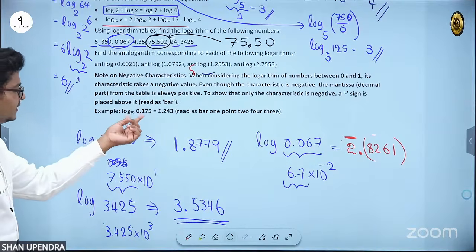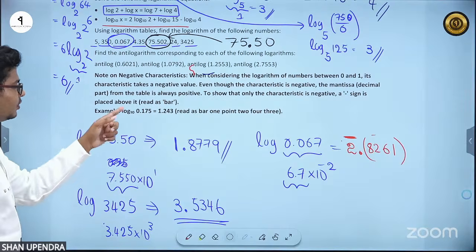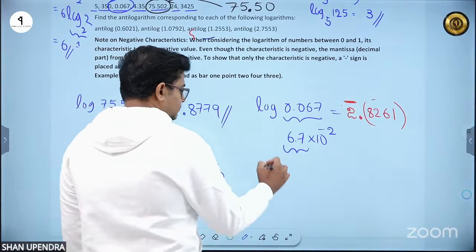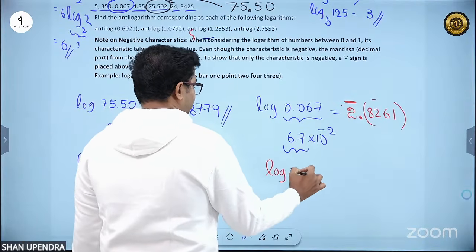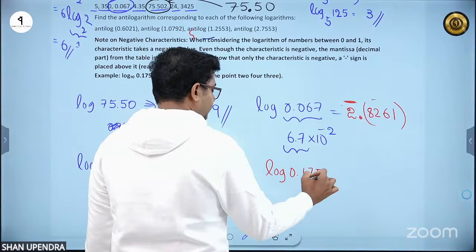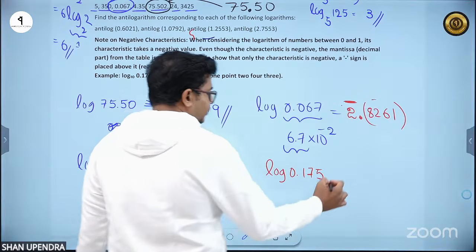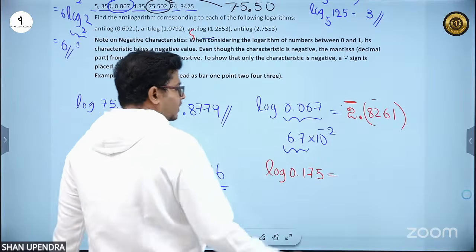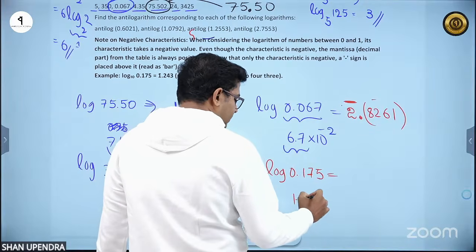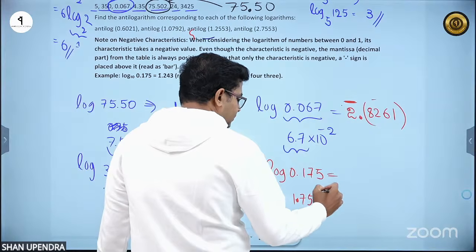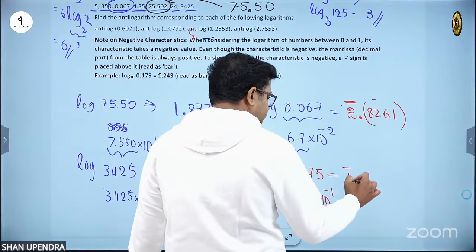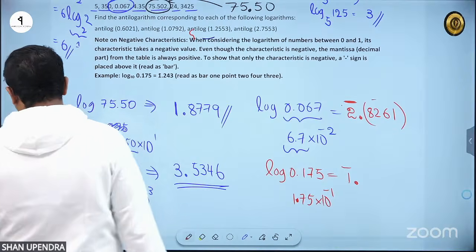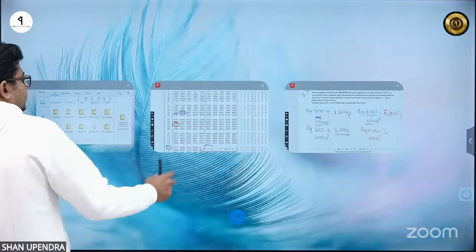So this is another example. You can see 0.175. If you want log 0.175, then what can we do? Always think of the left side of this dot as negative. So this is 1.75 in scientific notation. It's minus 1, so you can put bar 1. Bar 1. So now 1.75. Take the log table 17.5.